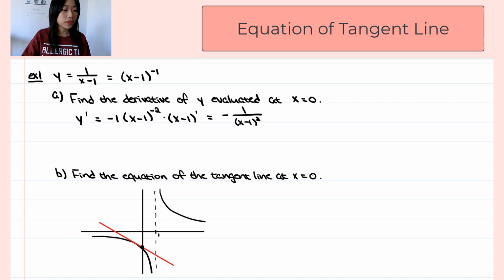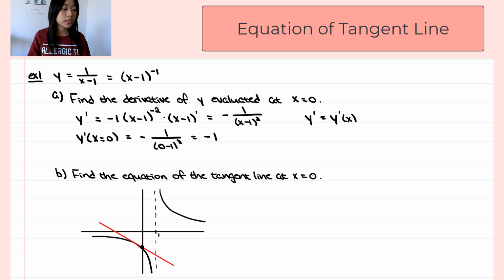So just a quick note, y prime, derivative of y, it is a function of x. So to find the value at a specific point, we need to substitute x equals to 0 into this function. At x equals to 0, y prime is negative 1 over 0 minus 1 squared. That is negative 1.